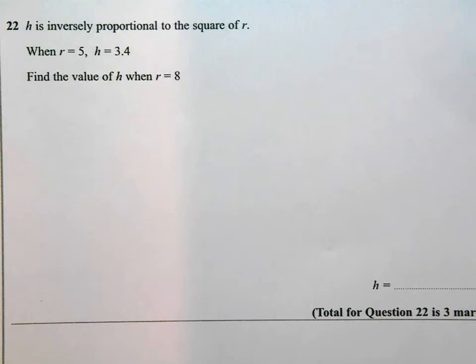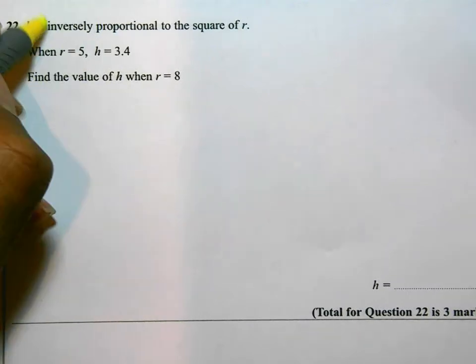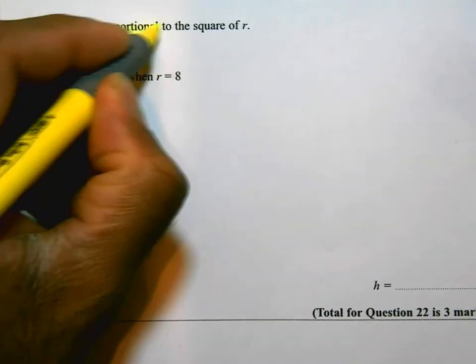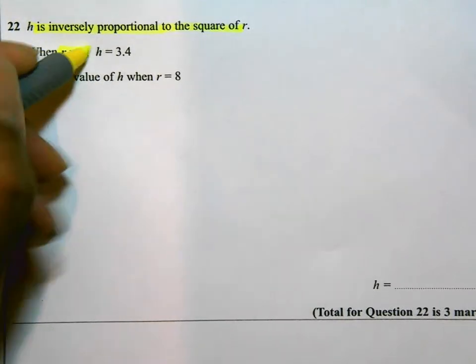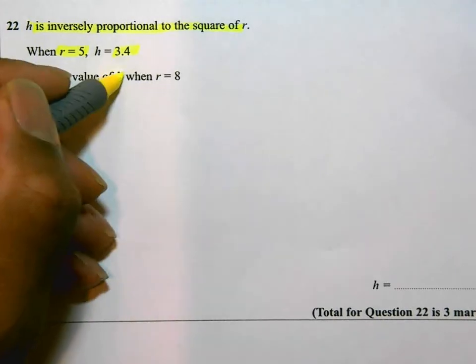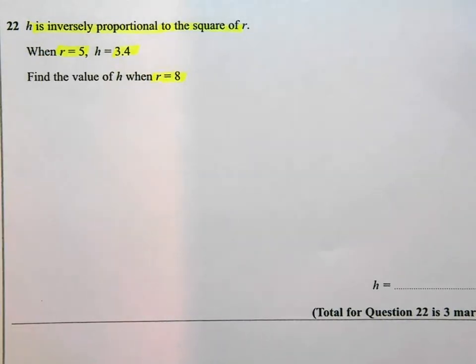This is question number 22 on the higher June 2013 calculator paper. The question says h is inversely proportional to the square of r. I need to write that mathematically. r is equal to 5, h is equal to 3.4. Find the value of h when r is 8.